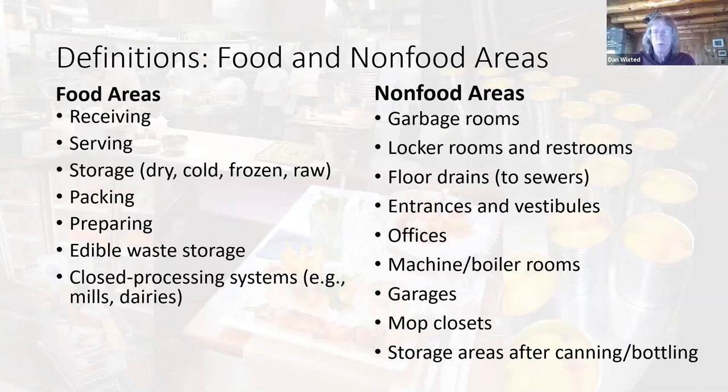One thing that trips people up is that it's often obvious what's a food and non-food area, but if you look under non-food areas, you see floor drains to sewers. If you have a drain leading to a sewer, that's a non-food area, even if the drain opens out into a production area. The drain itself is non-food, and that matters when you're looking at the label to see what pesticides you can use.